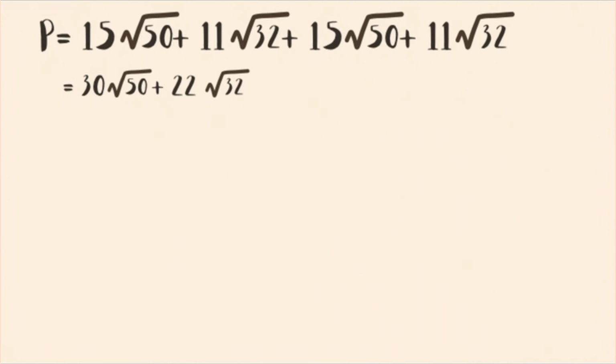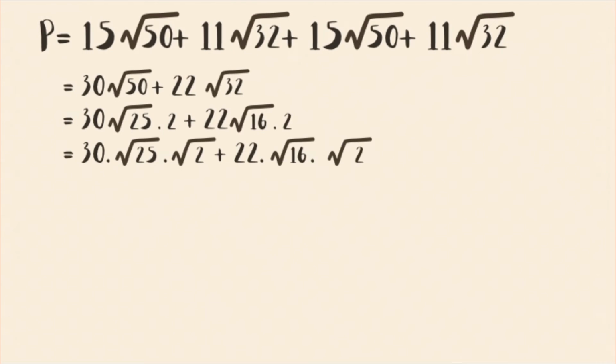50 and 32 are not perfect squares, so let's factor them. But keep in mind that one factor should be a perfect square. So the factors of 50 are 25 and 2, wherein 25 is the perfect square. And the factors of 32 are 16 and 2, wherein 16 is the perfect square. Then just separate both factors and simplify the terms. The square root of 25 is 5, while the square root of 16 is 4.